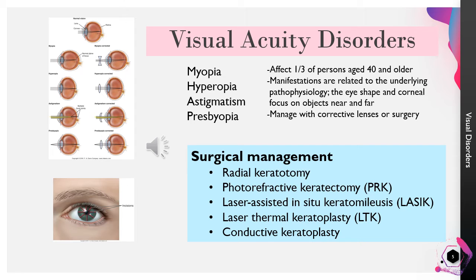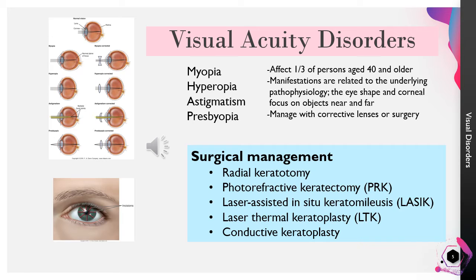So we did discuss the visual acuity disorders a little bit in the visual assessment voiceover. These are myopia, hyperopia, astigmatism, and presbyopia. These errors occur when the bending of light rays by the cornea and lens don't focus an image correctly on the retina. These disorders affect a third of people over the age of 40. Visual acuity disorders can be managed with corrective lenses or surgery.